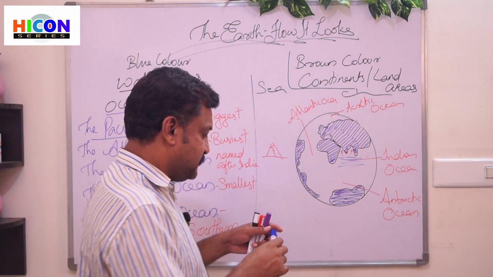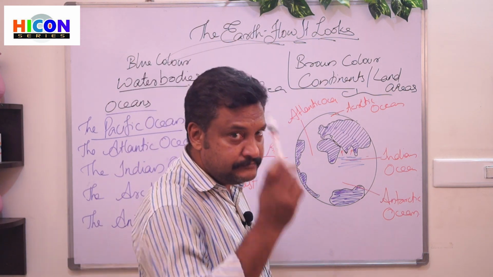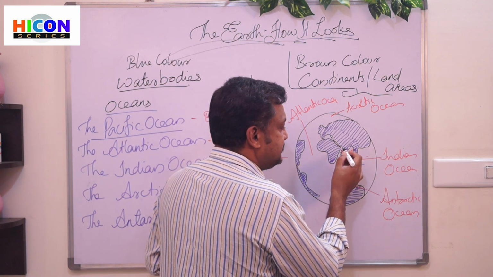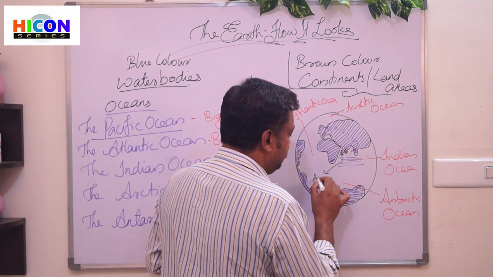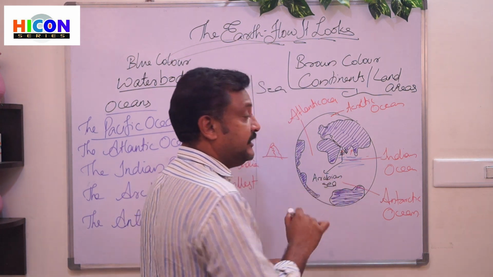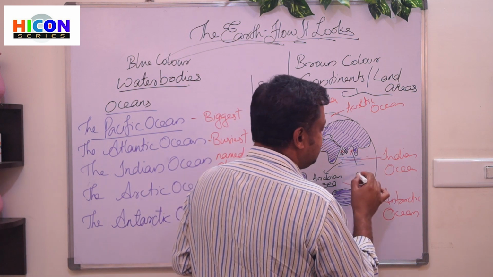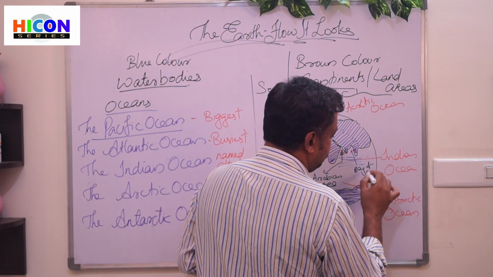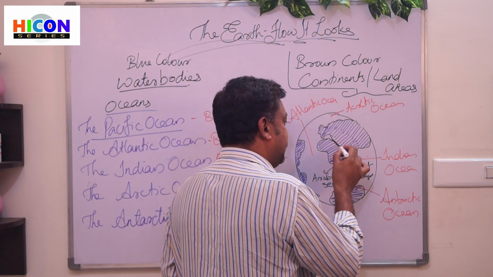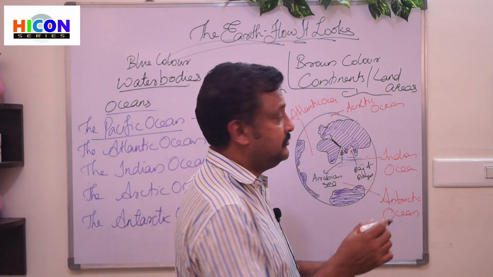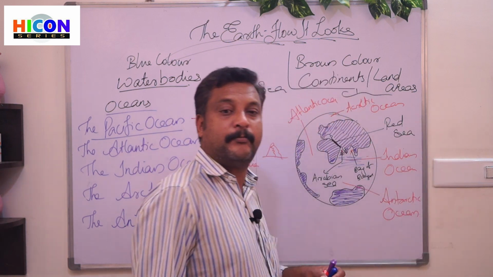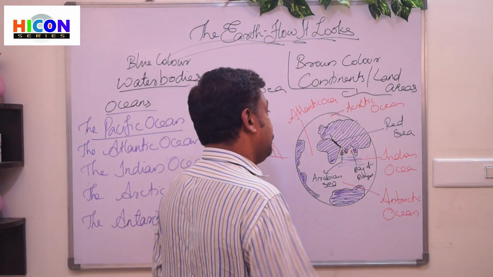For example, I told you this is India. Now we have a water body in this part, isn't it? What is this water body? That is the Arabian Sea. Even Bay of Bengal is a sea. Here in between Africa and Asia, there is a small water body. What do we call that? That is called the Red Sea.